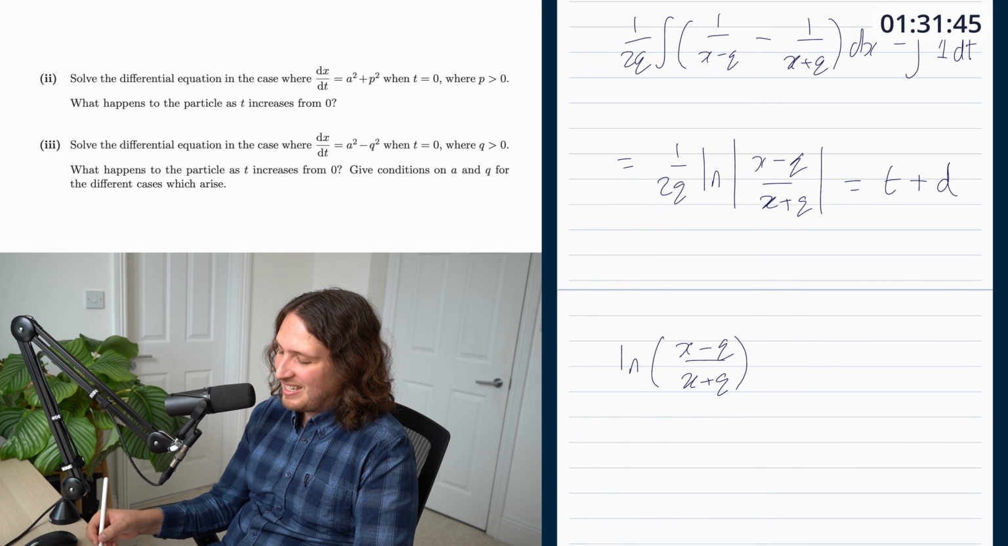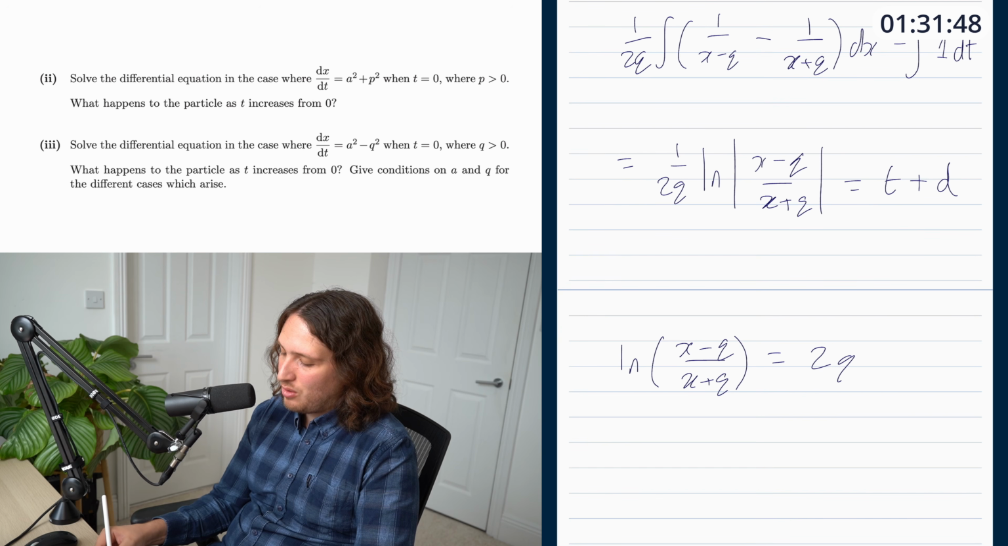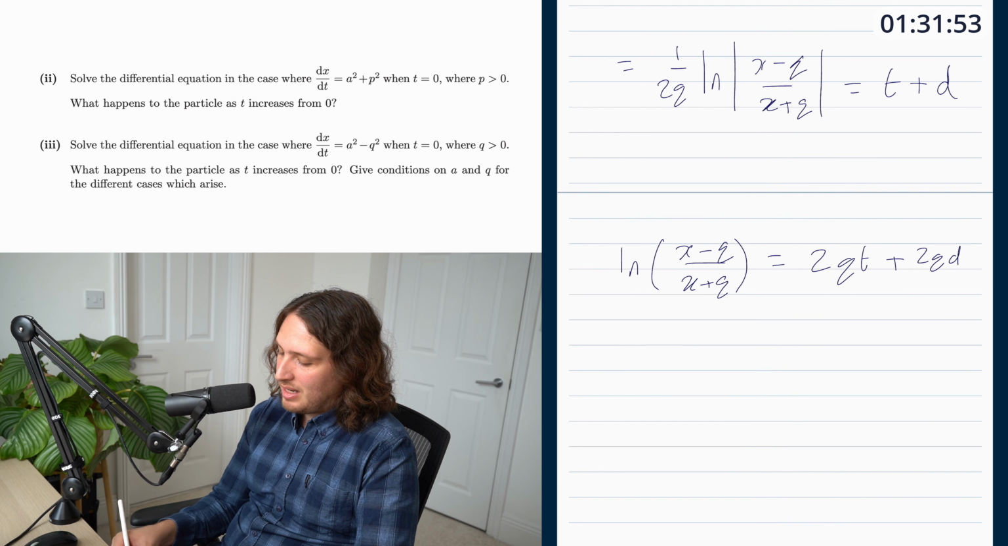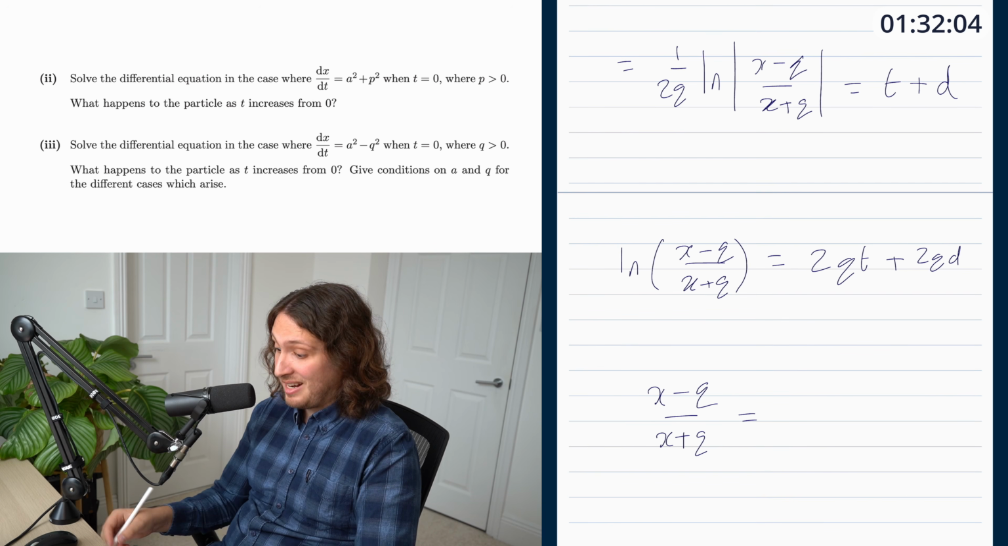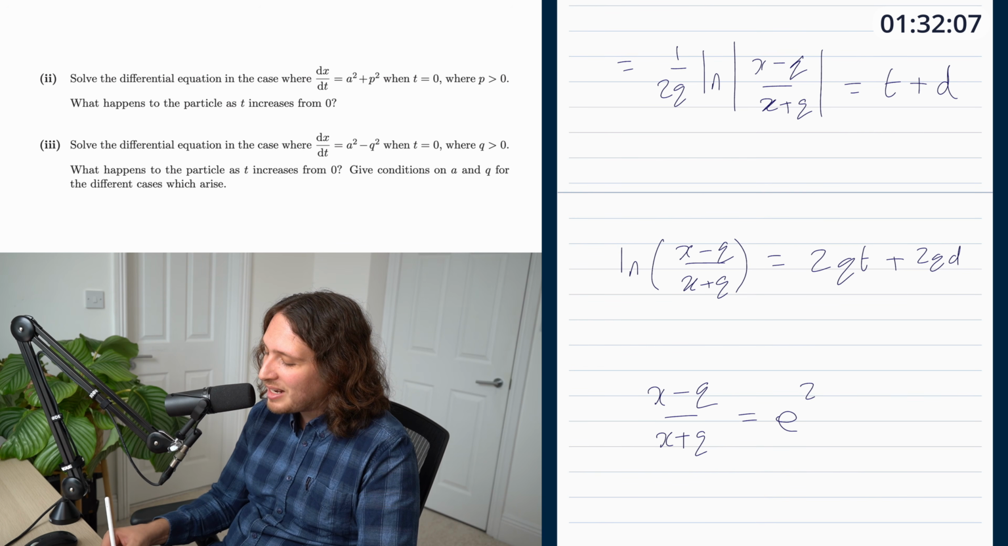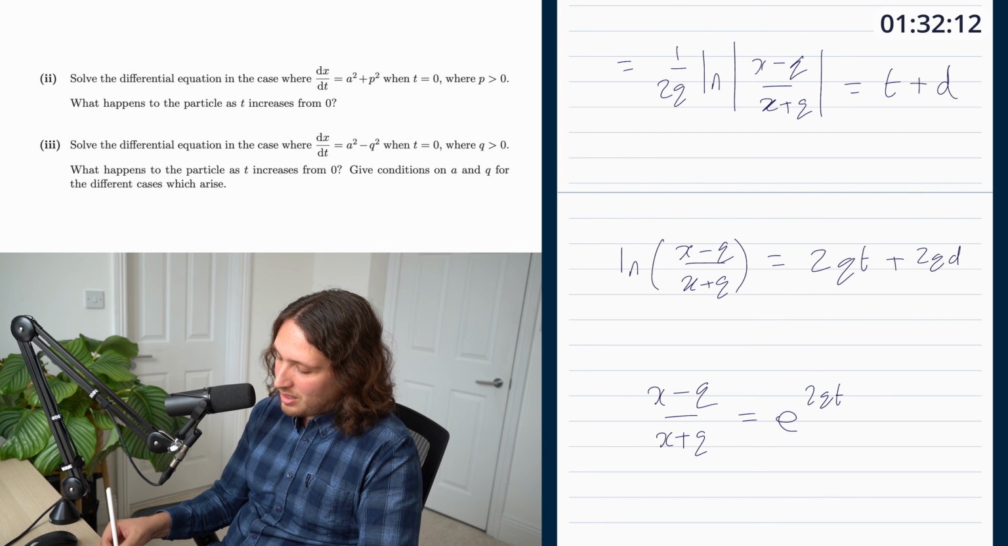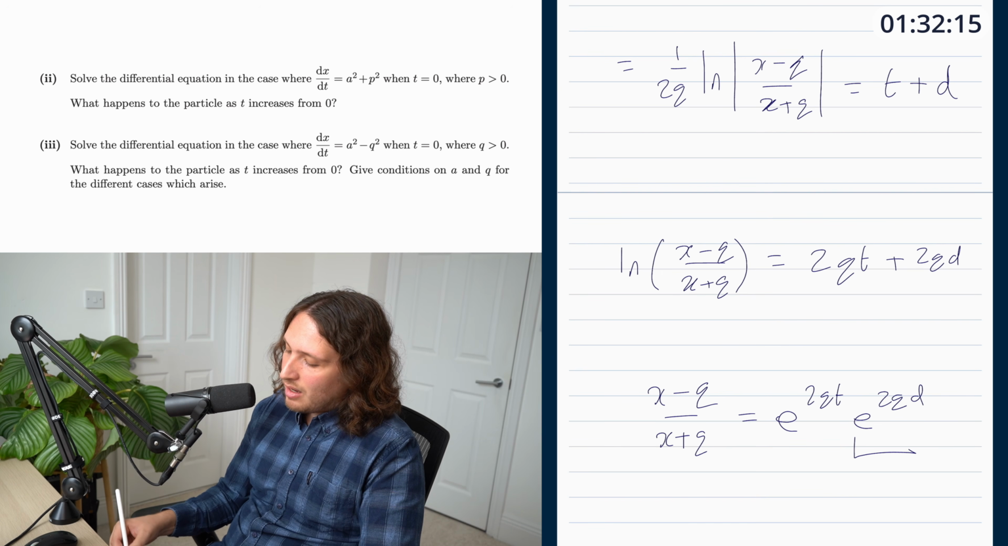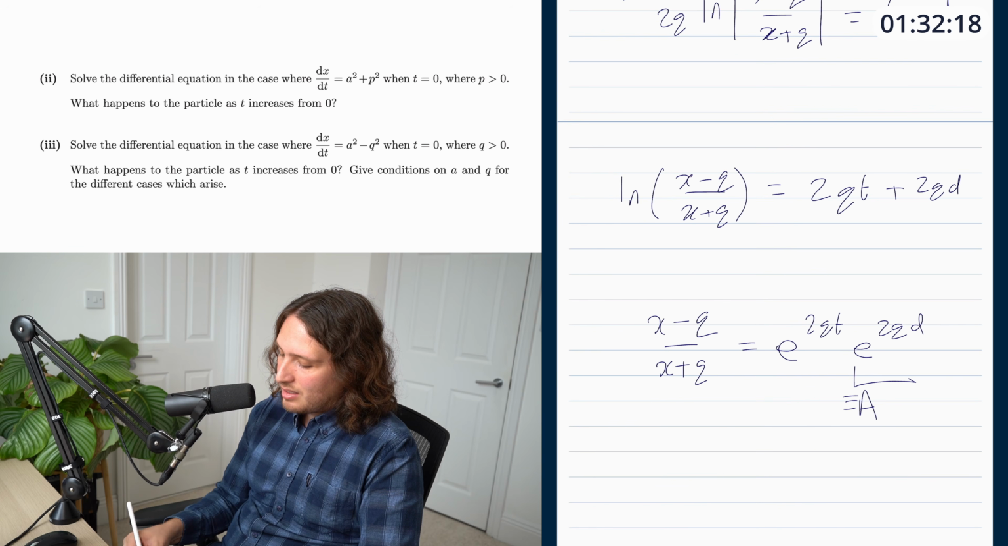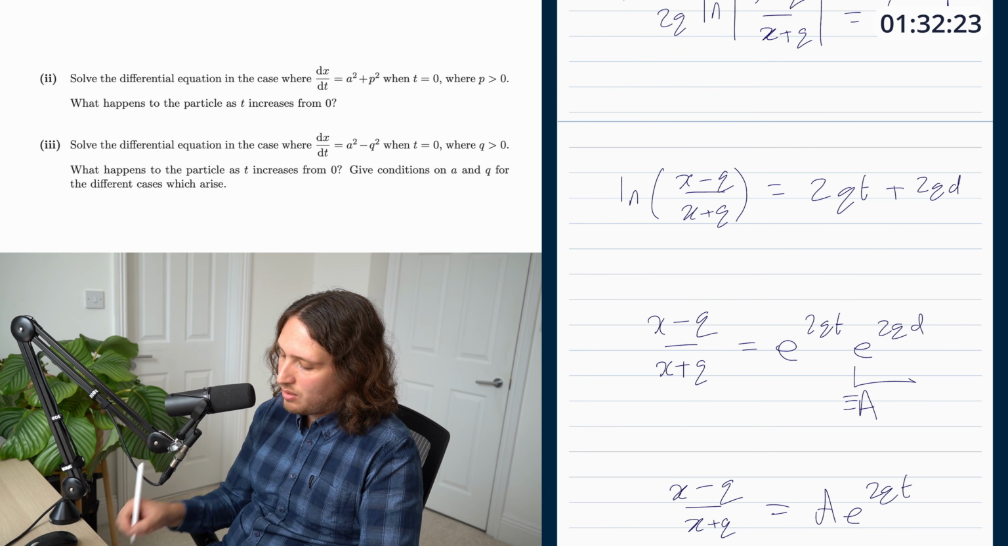So we get that equals 2qt plus 2qd. So that means that x minus q, because it would just be a minus that I'll be able to subsume into other stuff. I think it's fine. Have to admit, my stamina is taxing, which is why when you're doing STEP for real, you do need to do regular time mocks, or like me, you'll start to get too tired. So e to the 2qt, e to the 2qd, I will define this as A. So I get x minus q over x plus q equals A e to the 2qt.